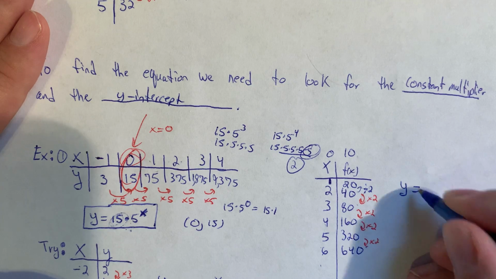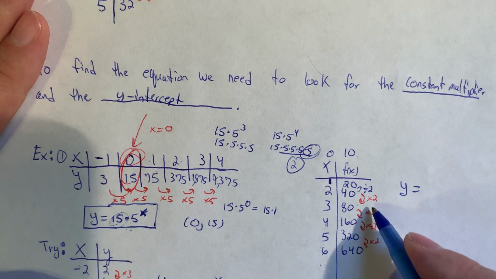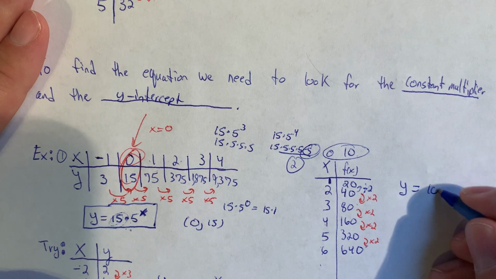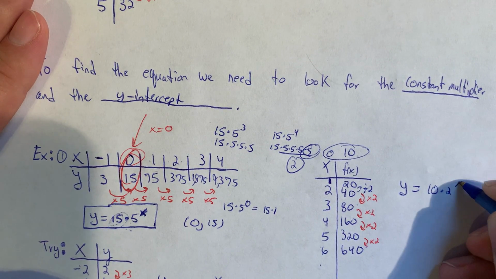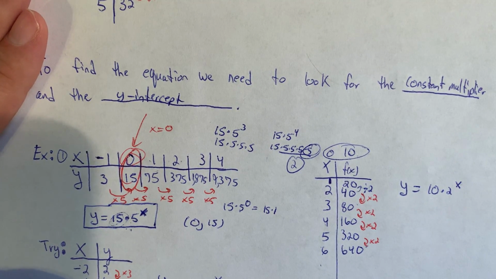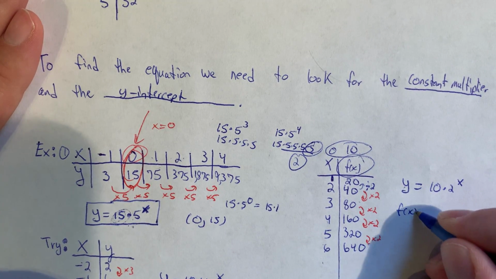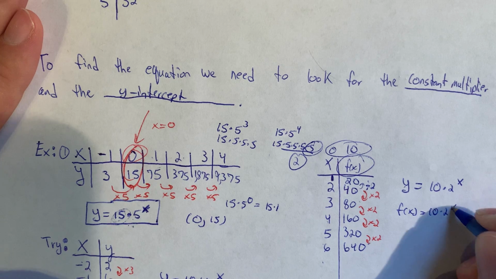And so this was y equals, the constant multiplier is 2 and the y-intercept is 10. So 10 times 2 to the x. And I guess we shouldn't say y equals. This was f of x. So f of x equals 10 times 2 to the x.